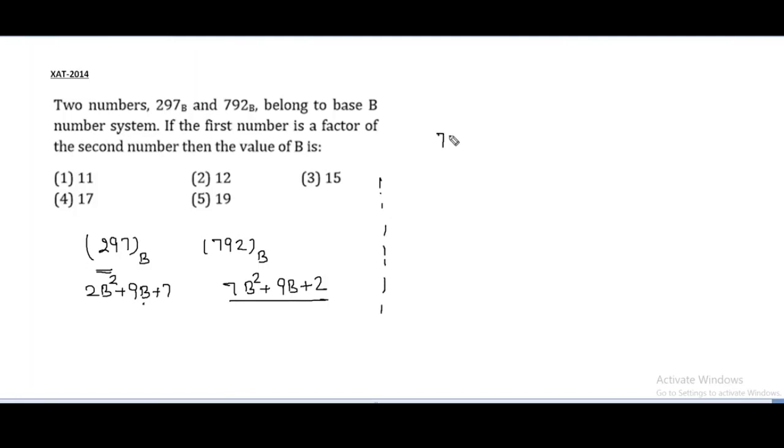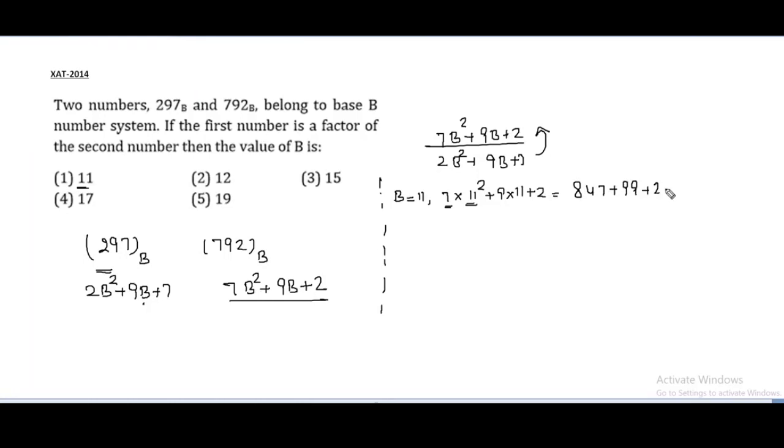Now as nothing else is given, in this question you cannot do anything except put in the options. This number should be a multiple of this number. Now use options. Let's say b is 11. If I take b as 11, look at the first number. That is 7 into 11 square plus 9 into 11 plus 2. That is 121 into 7, that is 847, plus 99 plus 2, that is 101, so 948.